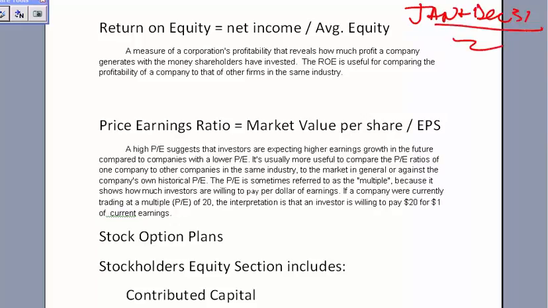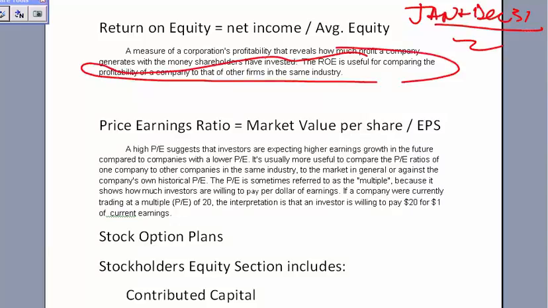It's a measure of a corporation's profitability that reveals how much profit a company generates with the money shareholders have invested. And this second part is probably the main part. Return on equity is useful for comparing the profitability of companies to that of other firms in the same industry. So if you're trying to decide whether or not to invest in a company, you look at their equity and you look at the relationship of how much net income they are generating from that equity.